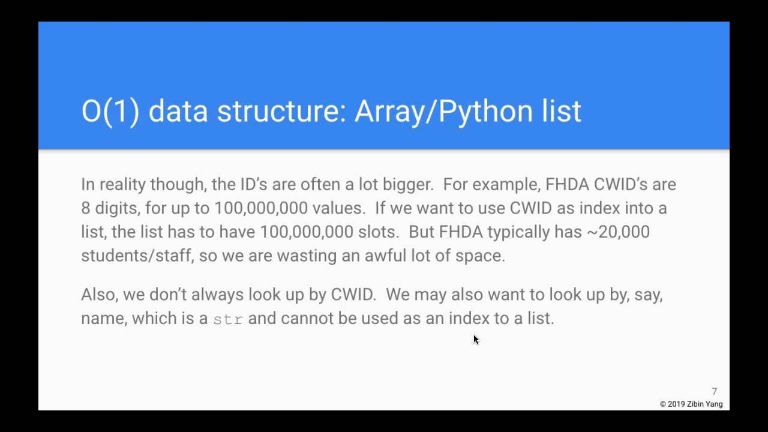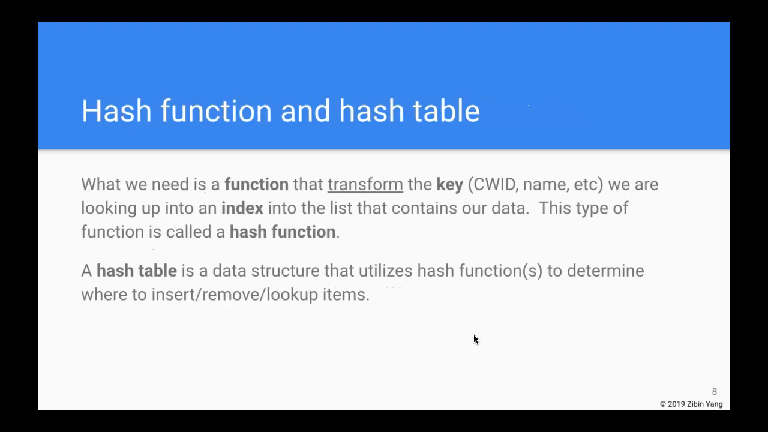So if we want to look up by name, that's a string, right? And we cannot use a string as an index into an array or a list because that requires an integer. So what we need is some function that can transform an arbitrary key. The arbitrary key can be the ID, can be the name, or something else. We want to be able to transform the arbitrary key into an index so that we can use it to look up the data in our list or array.